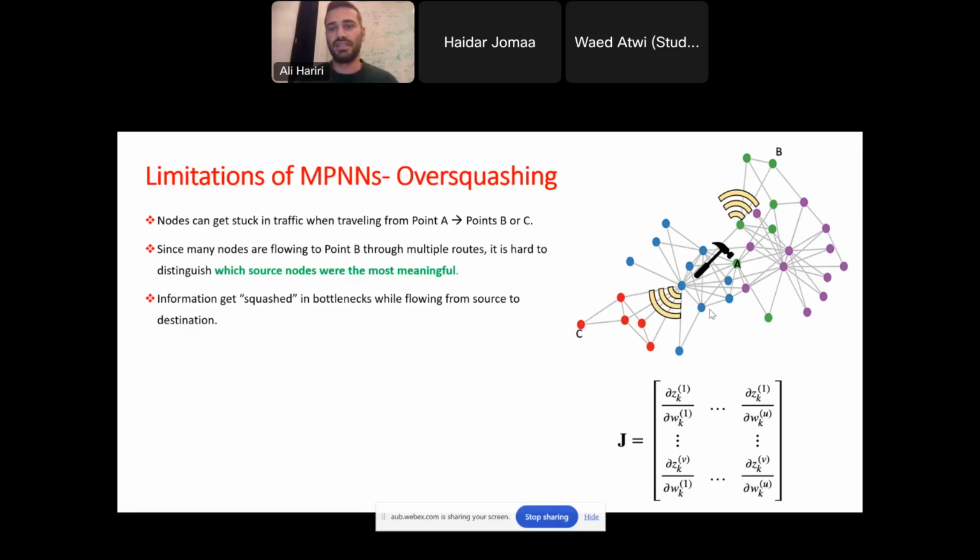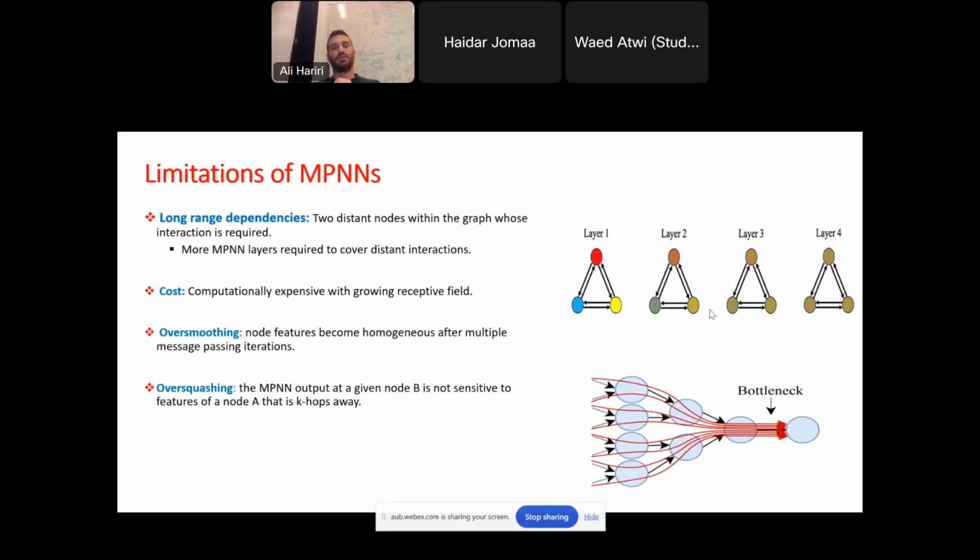Let's recap the other limitations. One is the fact that we have oversquashing, as we discussed. Another is that it's computationally expensive to repeat the same layers again and again. And one is similar to oversquashing, but a bit different. Oversmoothing is when we keep repeating the same information over and over again. When the information travels from A to B, at some point the node features will become very homogeneous, and this will result in loss of information.